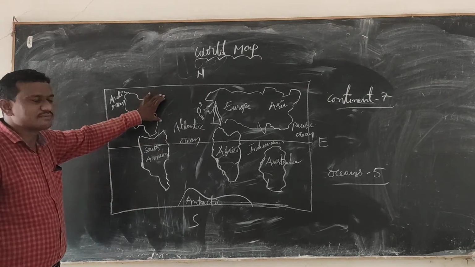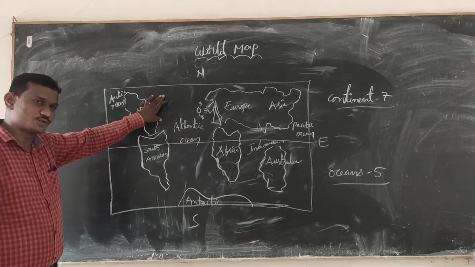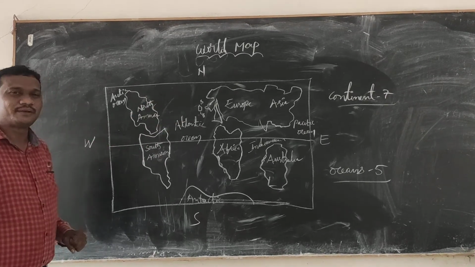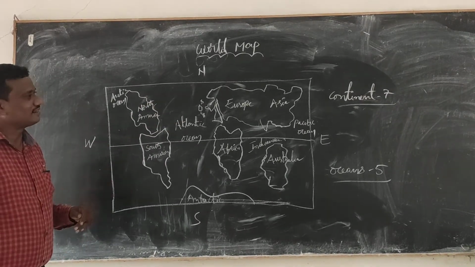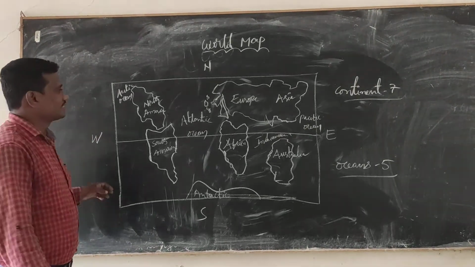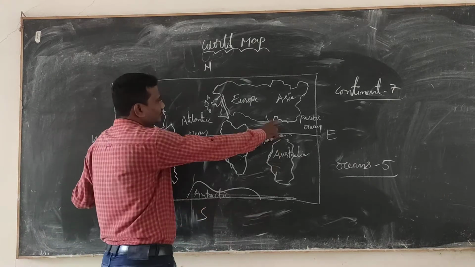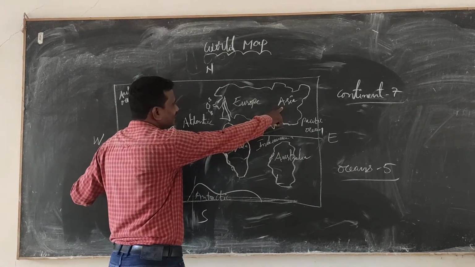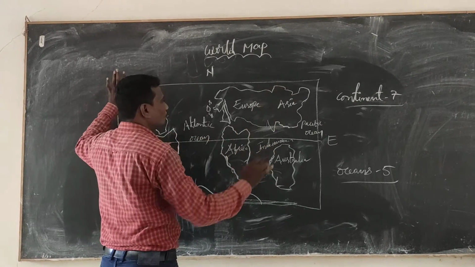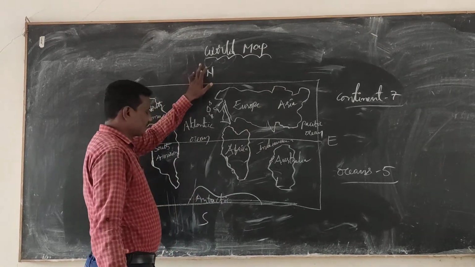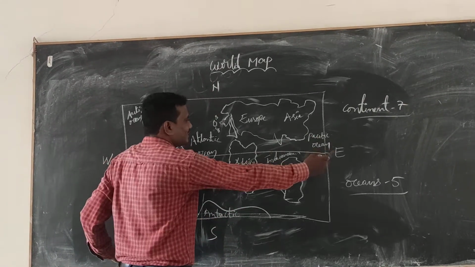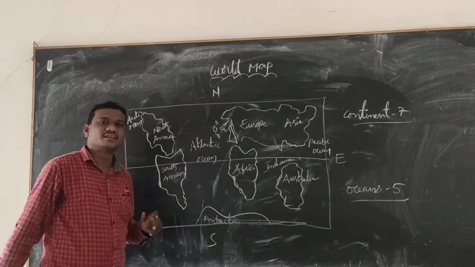So this is the best example of a world map. Tomorrow I will show a clear picture of the world map, children. So in the world map, today we are discussing first the continents. There are 7 continents. First, Asia. You see, children, the world map should be divided into 4 important sides. North is always at the top, south down, right hand side east, left hand side west.